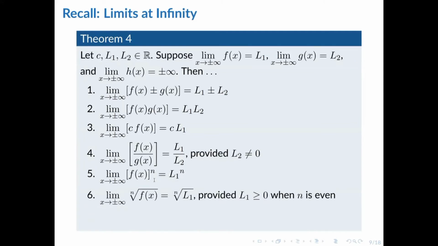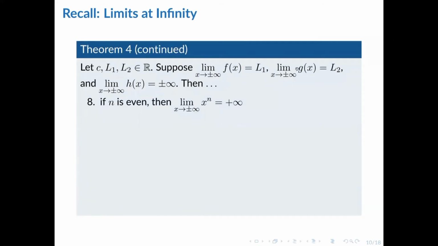The limit of the nth root of f of x as x approaches positive or negative infinity is equal to the nth root of the limit of f of x, which is L1, provided that L1 is greater than or equal to 0 when n is even. And the limit of a number c as x approaches positive or negative infinity is equal to c itself.